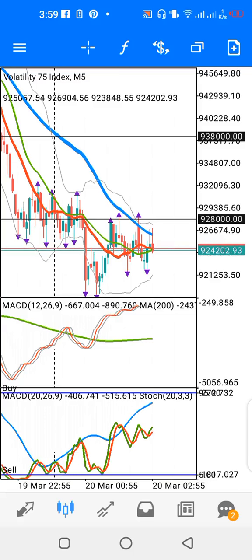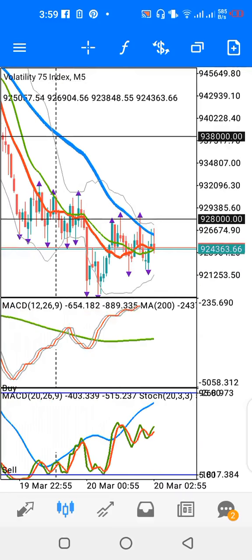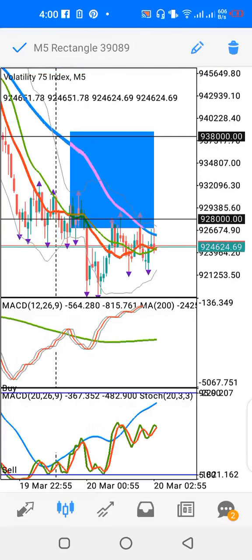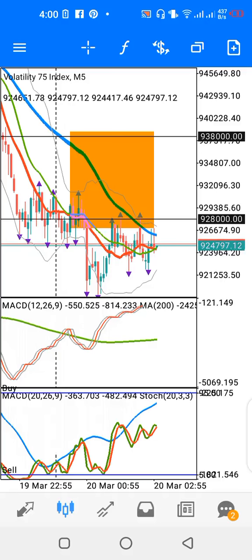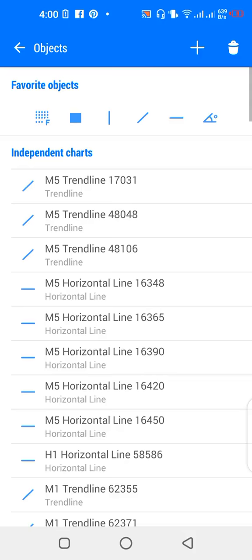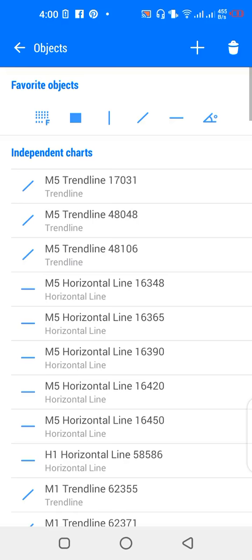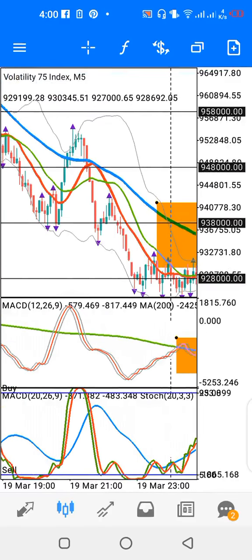Okay, I have V75 on my screen, and the screen is divided into three. The first part, the upper part, is the main window. Let's leave it at this color. This is my main window. Now this is my indicator window 1, and this is indicator window 2. Now how does this strategy work?